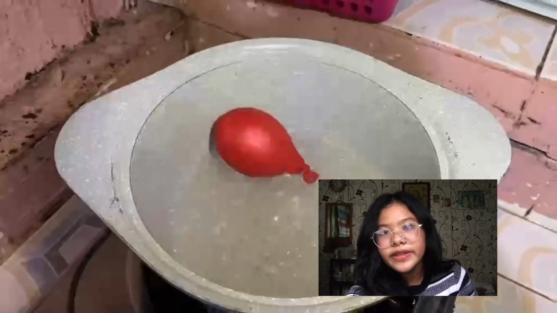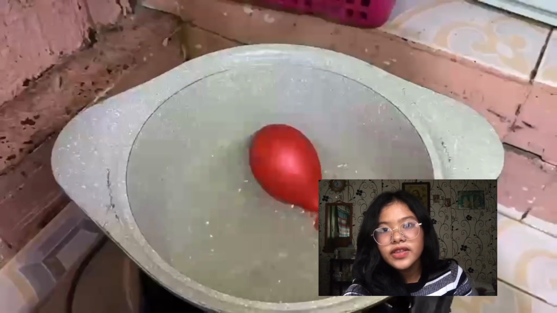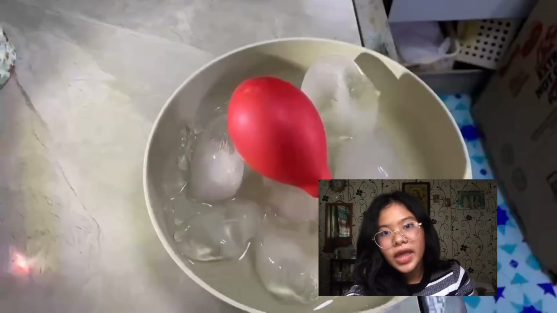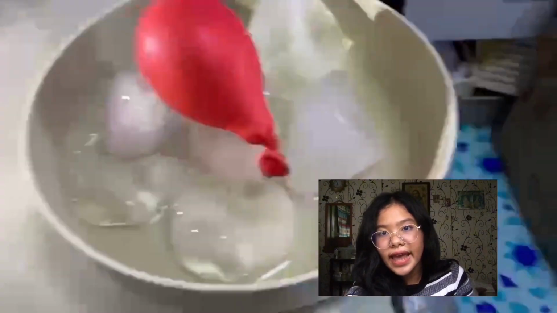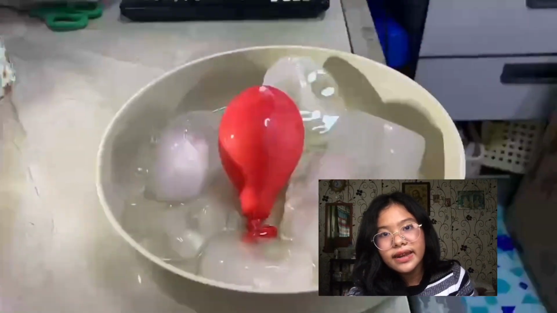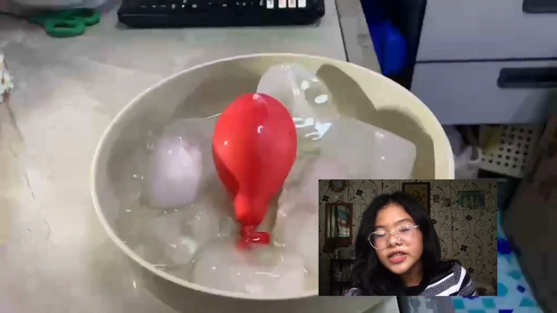Now let's see what happens when we place the same balloon into ice water. As the gas cools, the kinetic energy of the molecules decreases. They move more slowly and come closer together, resulting in a reduction in volume. Again, this behavior aligns precisely with Charles's law.